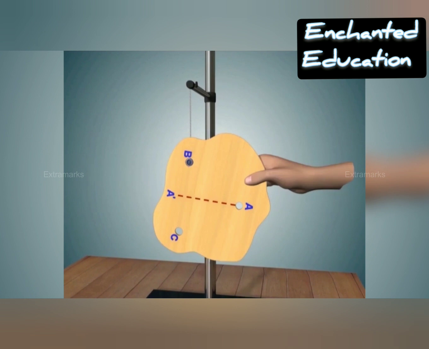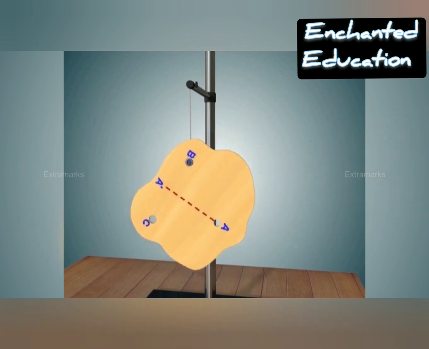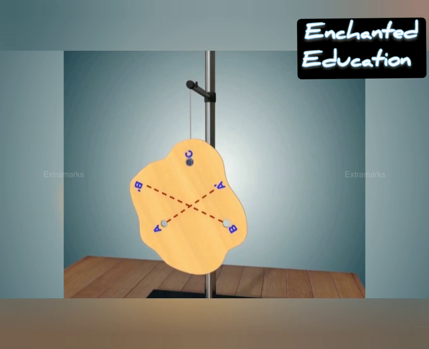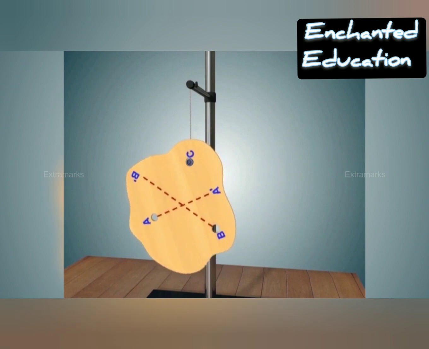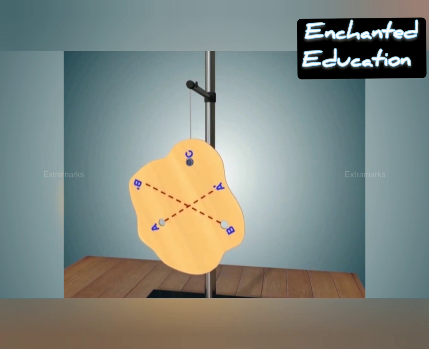Now hang the lamina from pivot B and draw the vertical line BB'. Similarly, hang it from pivot C and draw the vertical line CC'. We observe that the three vertical lines intersect at a common point G. This common point G is the center of gravity of the irregular shaped lamina.